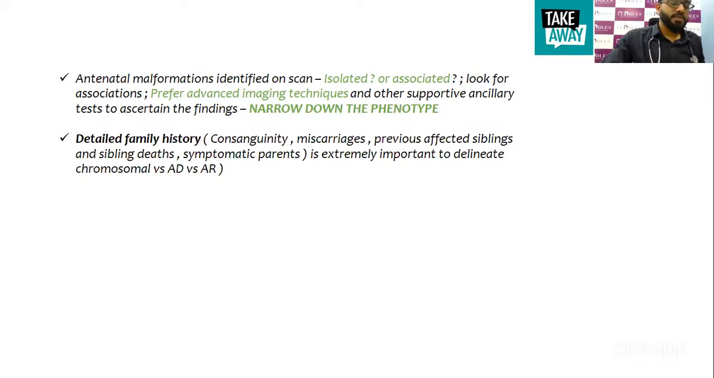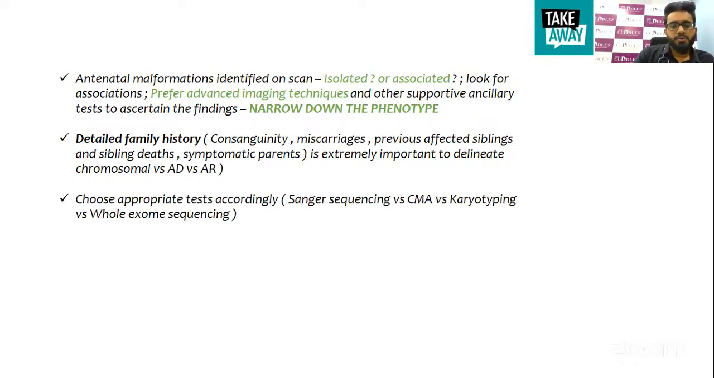A detailed family history is definitely important: especially consanguinity for autosomal recessive disorders, miscarriages for chromosomal disorders, previously affected siblings for autosomal dominant and recessive disorders, sibling deaths, and symptomatic parents if they're directly there. So it's extremely important to delineate which type of problem you're dealing with. Is it chromosomal, or autosomal dominant, or autosomal recessive? So take a detailed family history, then choose the test appropriately based on your clinical phenotyping.